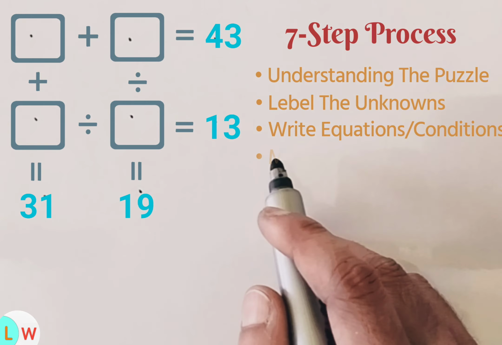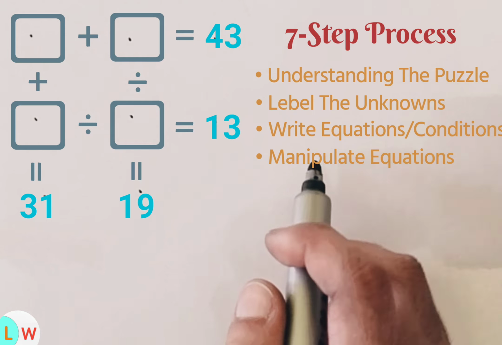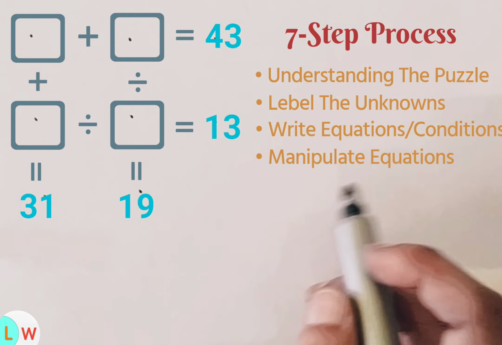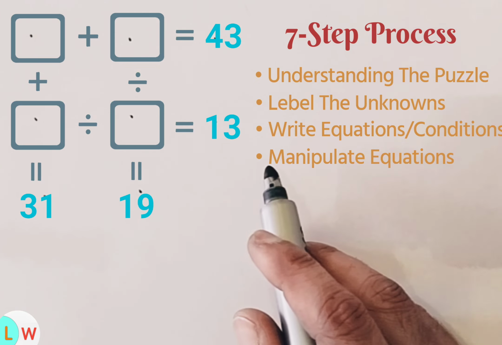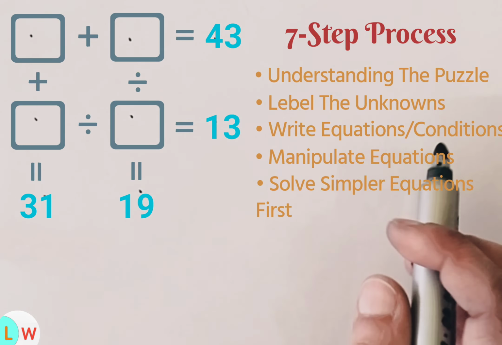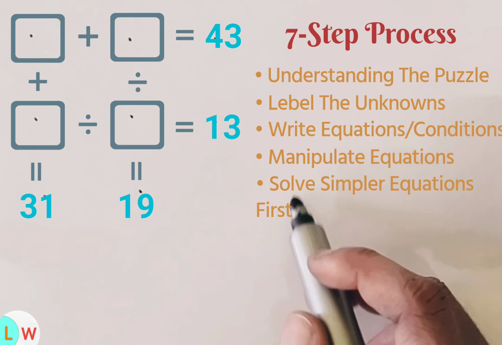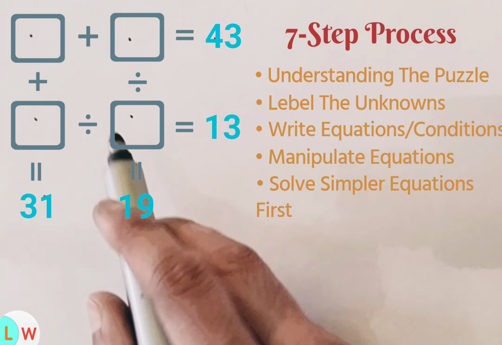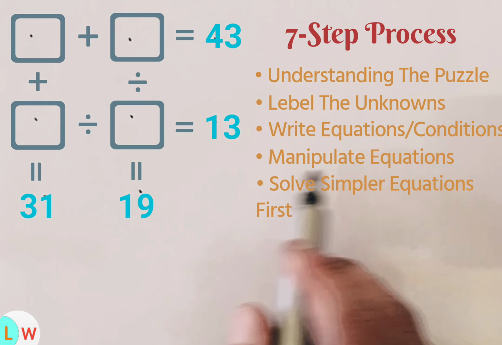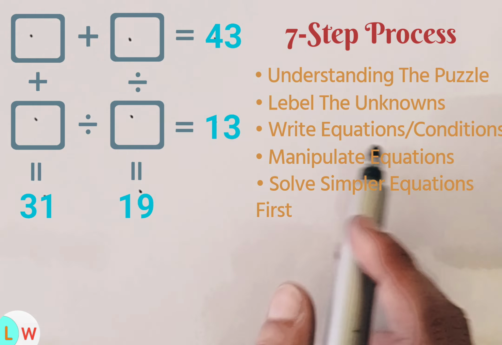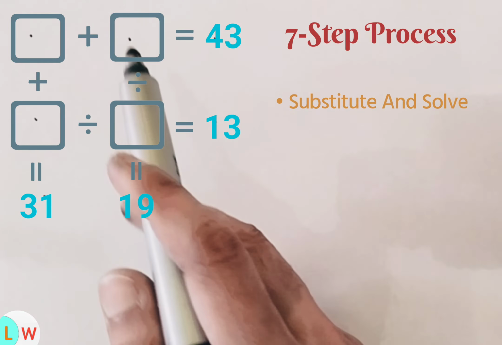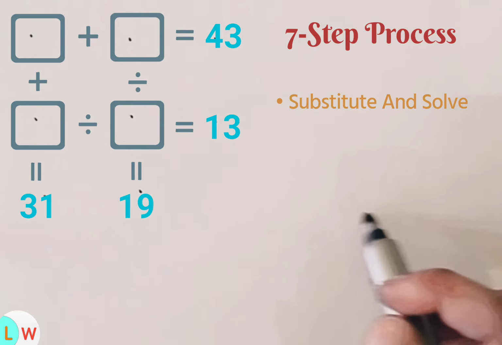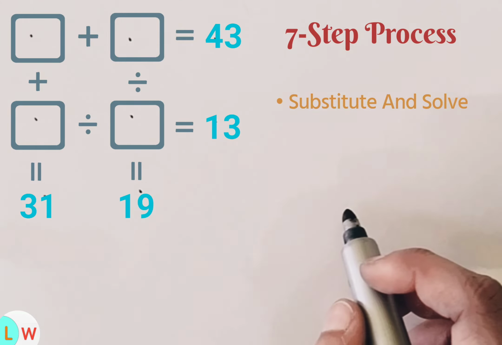The next step is to manipulate equations. Use algebraic manipulation techniques such as addition, subtraction, multiplication and division to simplify and rearrange the equations. Our next step will be to solve the simpler equations first. If the puzzle involves multiple equations, start by solving simpler or independent equations to find initial values or relationships between variables. This leads to our step, which is substitute and solve. Substitute known values or simplified expressions back into the remaining equations to solve for other variables. Repeat this process until all variables are determined.